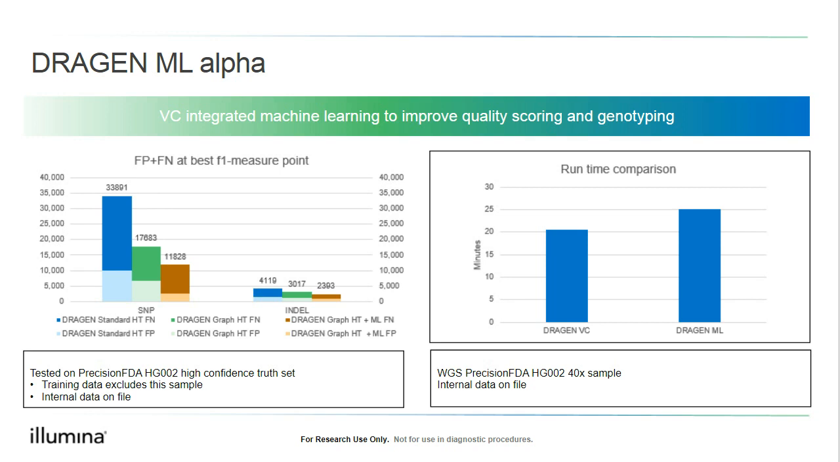As I mentioned, on the right we are showing you the runtime comparison. So, if you run the ML model, you'll see about a 5-minute increase in total runtime. Again, something that we intend to optimize as we get to the next release.